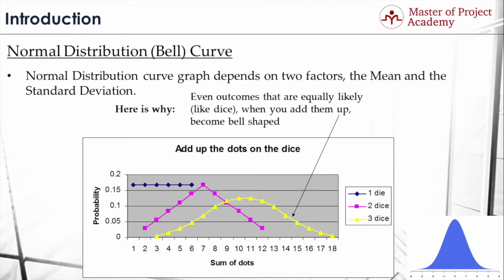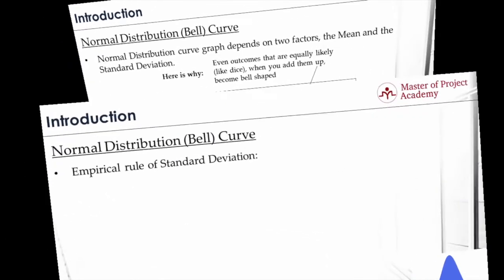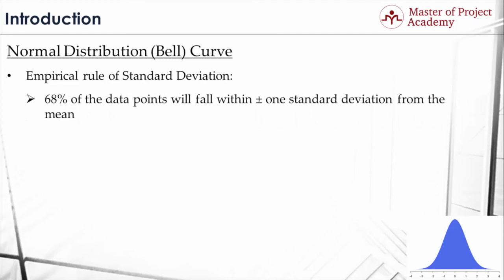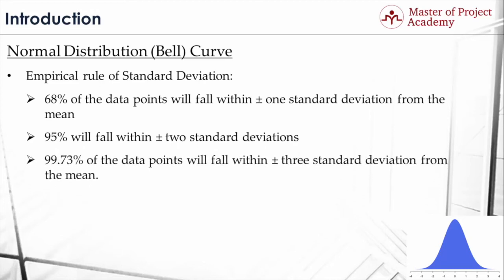Now, I'm sure that you are aware of what standard deviation is. Just to reiterate, the standard deviation is a measure of how closely grouped or how widely spaced a set of data appears. It is one of the measures of dispersion. Now, let's also recall the empirical rule of standard deviation. It says in a standard normal distribution, 68% of the data points will fall within plus or minus 1 standard deviation from the mean. 95% will fall within plus or minus 2 standard deviations, and 99.73% of the data points will fall within plus or minus 3 standard deviations from the mean.